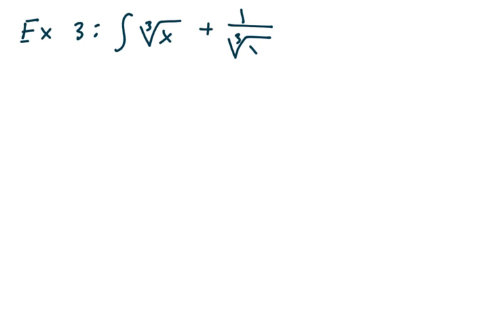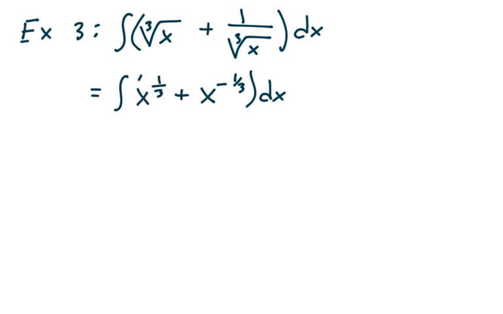Example 3. Suppose I had the integral of the cube root of x plus 1 over the cube root of x dx. So I'm going to write this as the integral of x to the 1/3 plus, if you don't mind, x to the negative 1/3 dx. So this is the integral of x to the 1/3 dx plus the integral of x to the negative 1/3 dx.